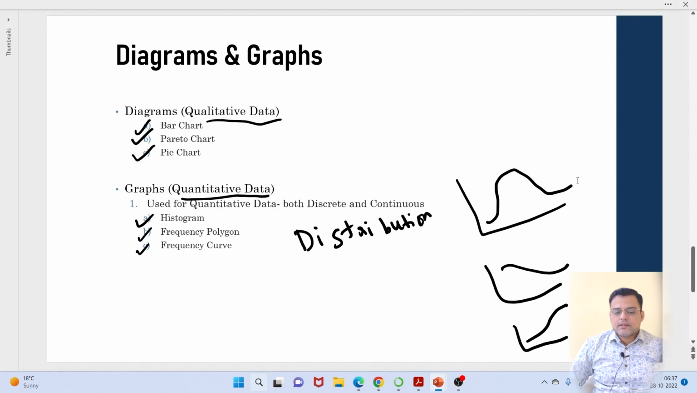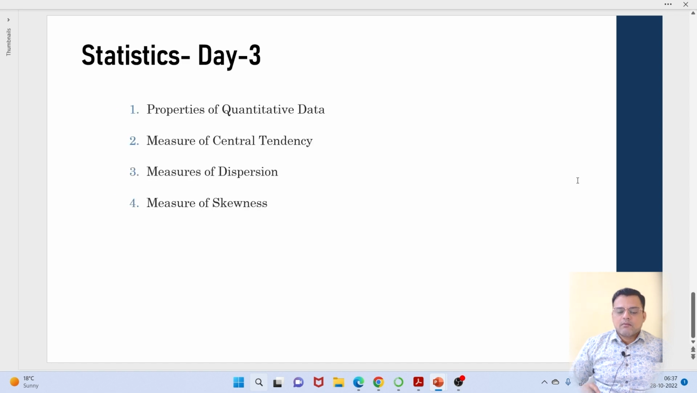So today we have seen very important topics like sources of data and random sampling, how the data samples are collected, and what all the different diagrams and graphs are used for qualitative and quantitative data. In our next lecture, we will be talking predominantly about our quantitative data, the measures of central tendency, measure of dispersion and measure of skewness.